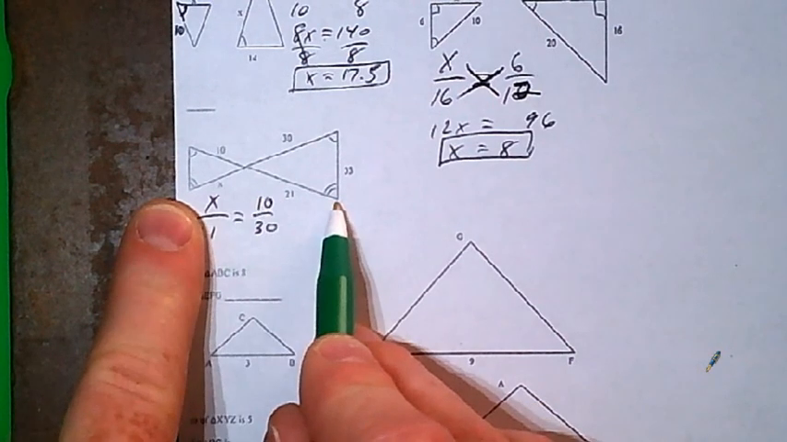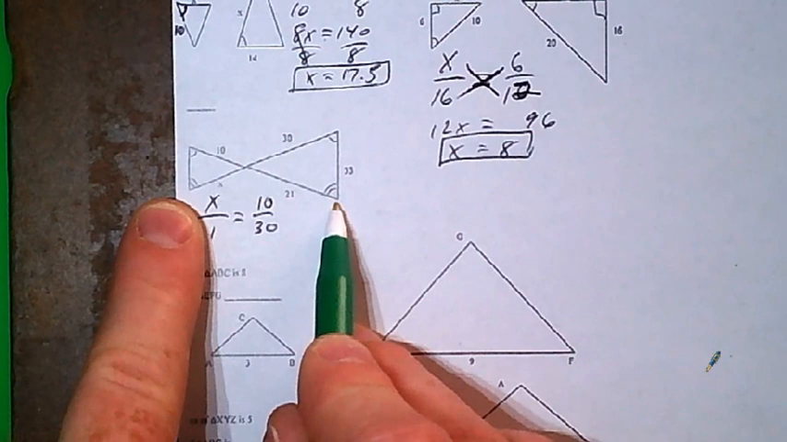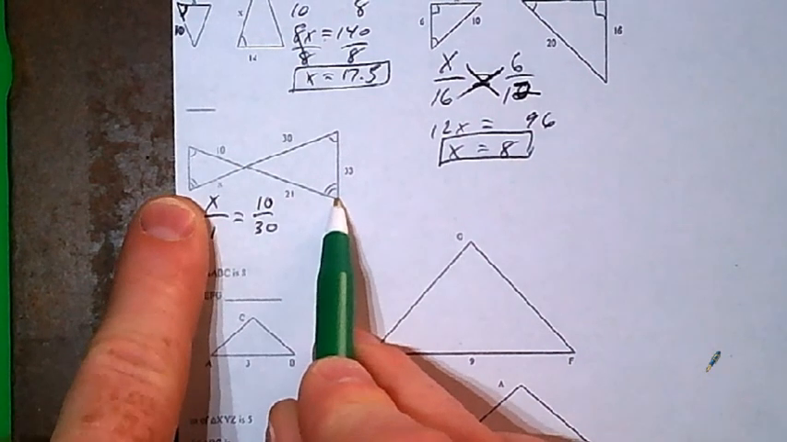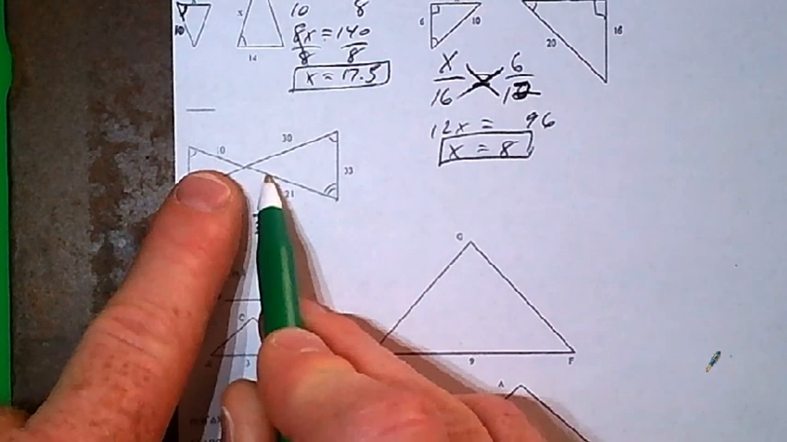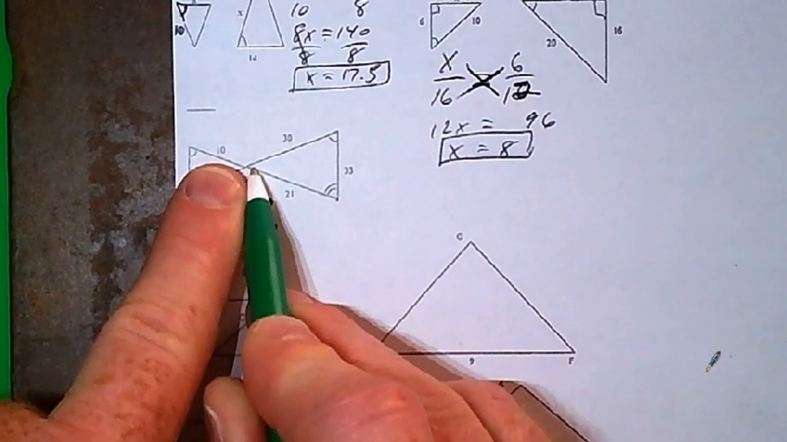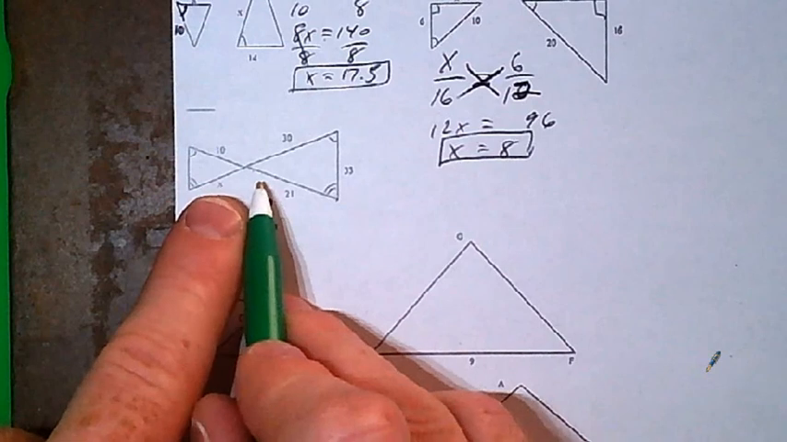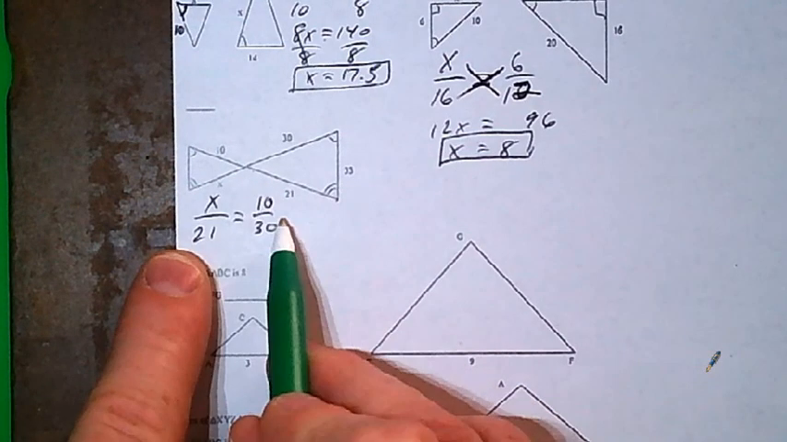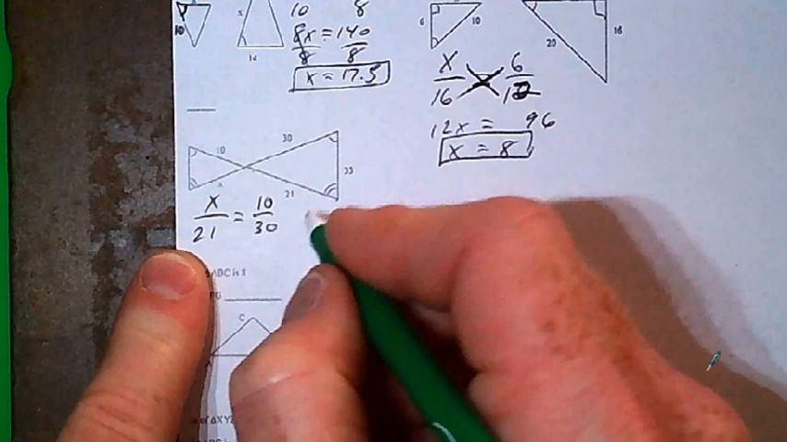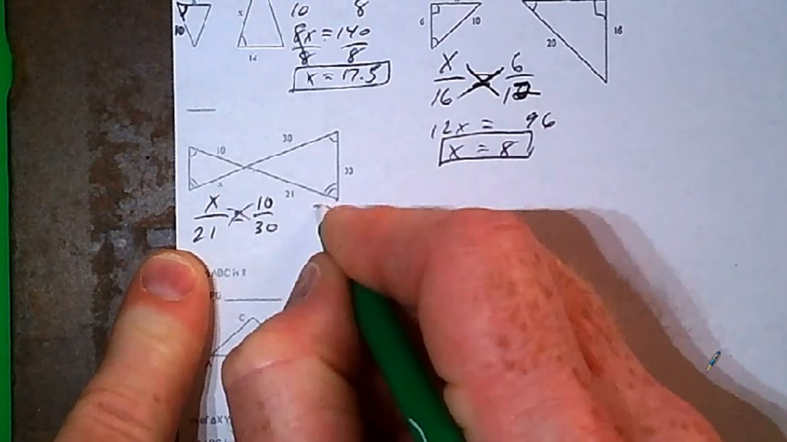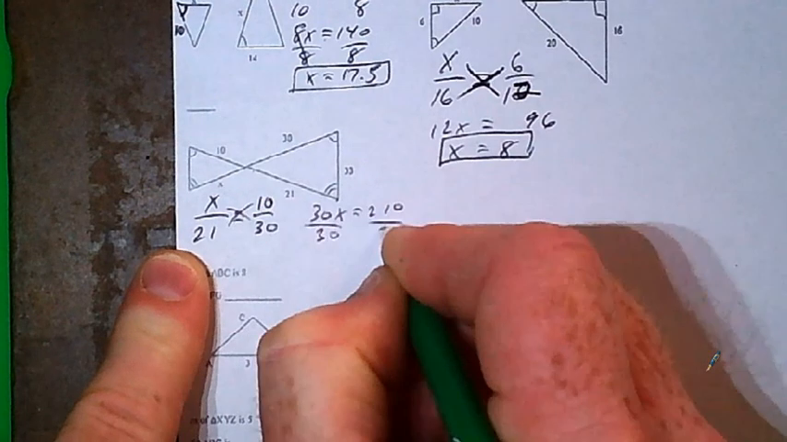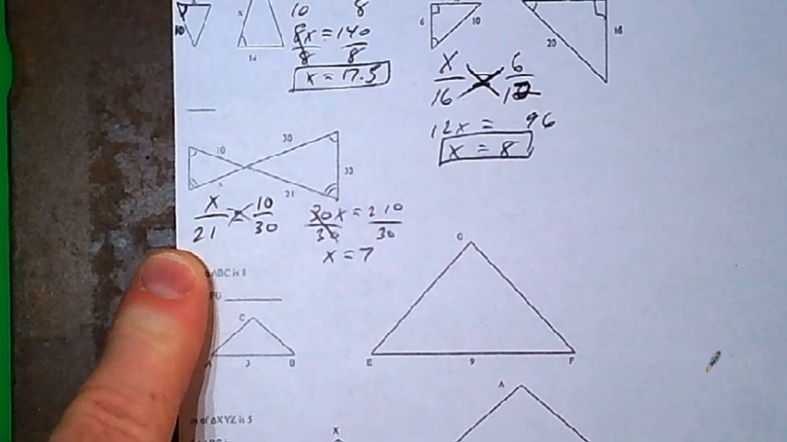So notice that if you start at these angles and you run to the top, they're running in the same way. So that would leave 10 over 30. And so when you cross multiply, you get 30x equals 210. Divide by 30, and what do you get? X equals 7.